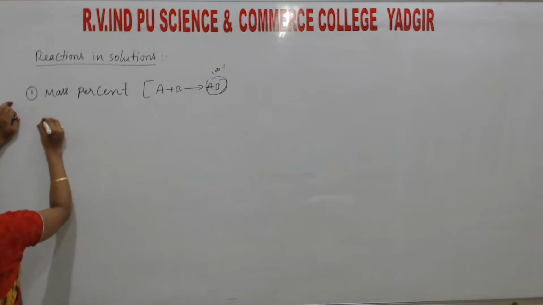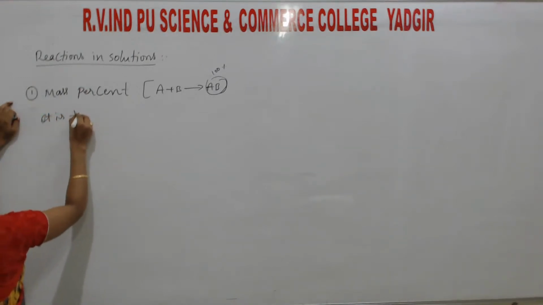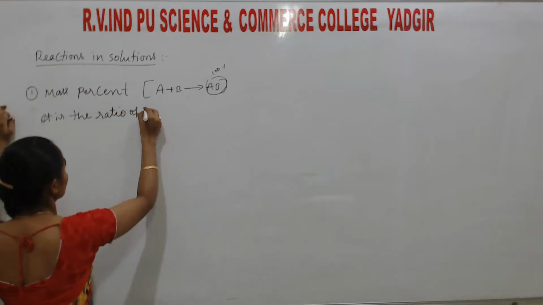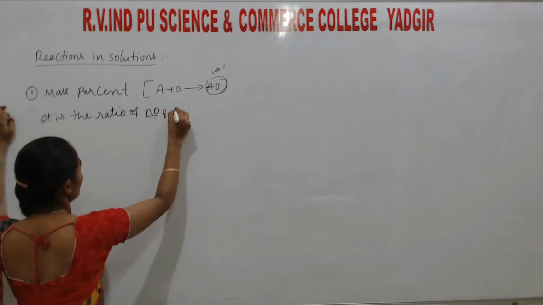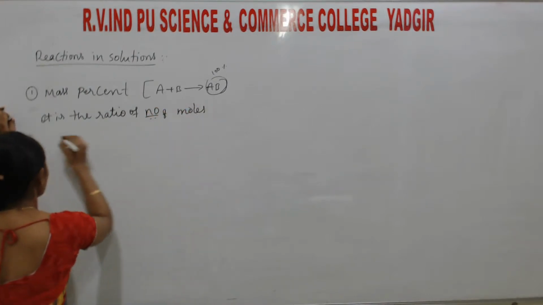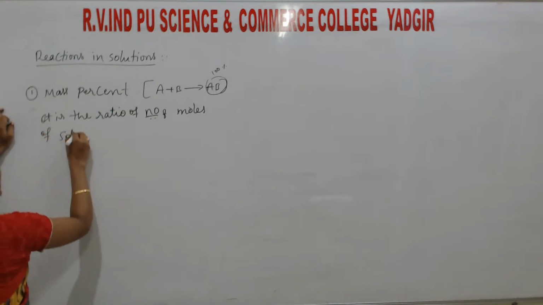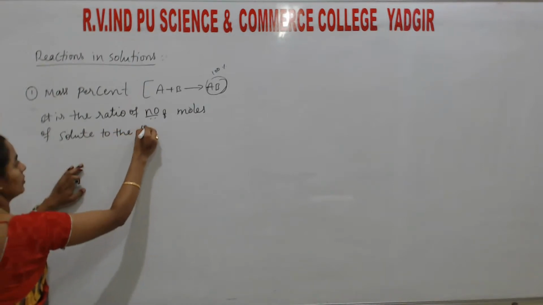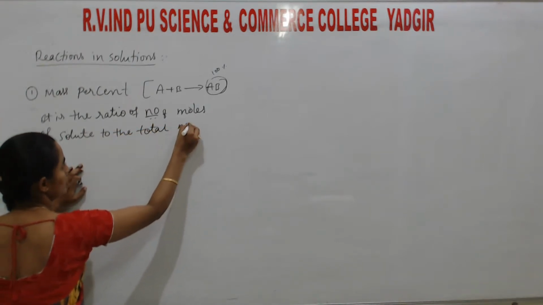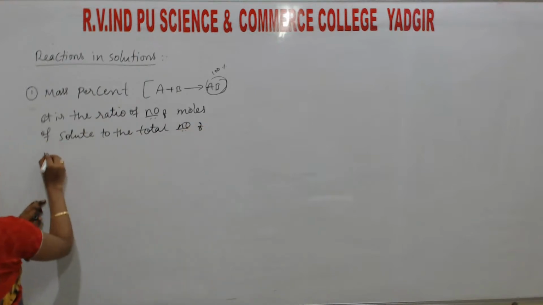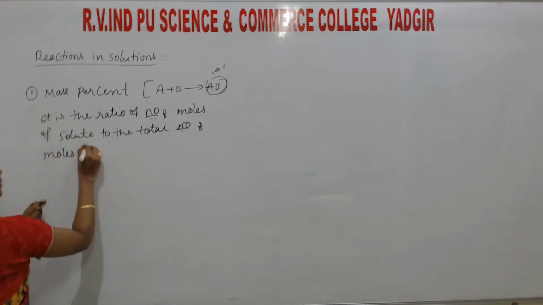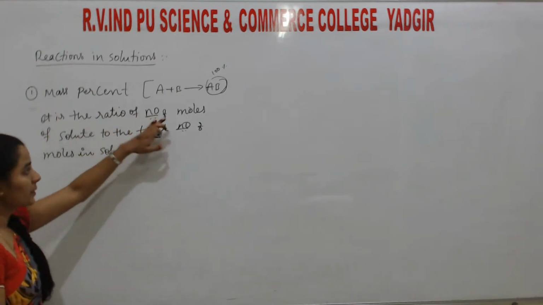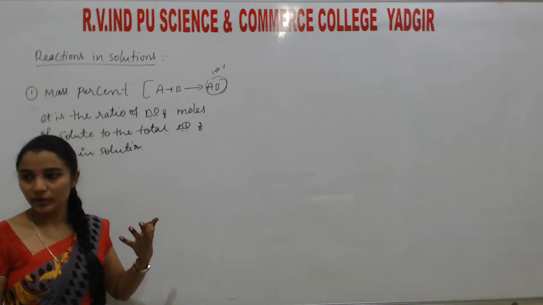Mass percent means it is the ratio of number of moles of solute to the total number of moles in solution. Any one definition. I am comparing here with respect to solute. You can write with respect to solvent also.